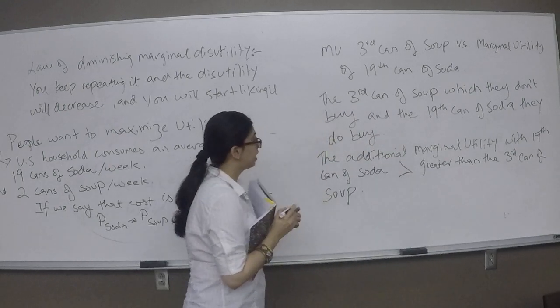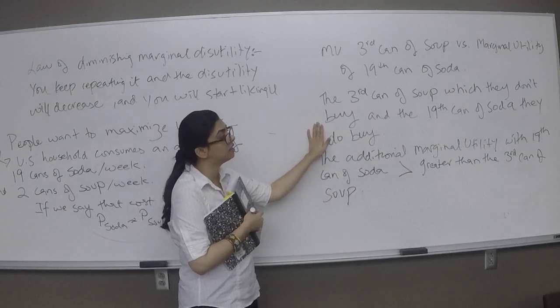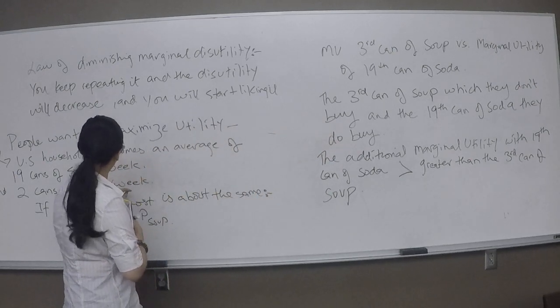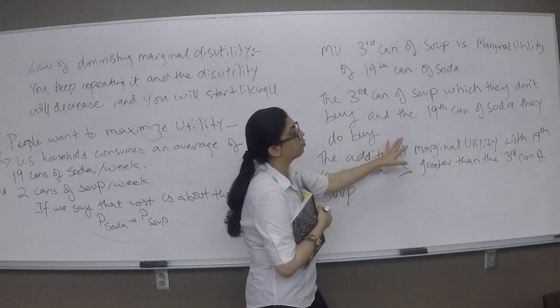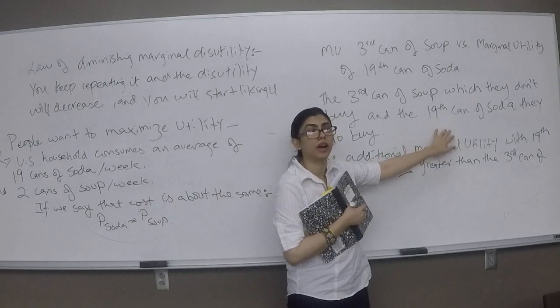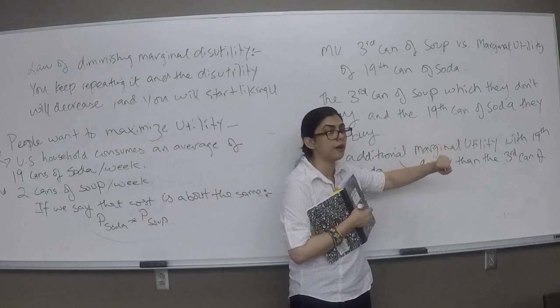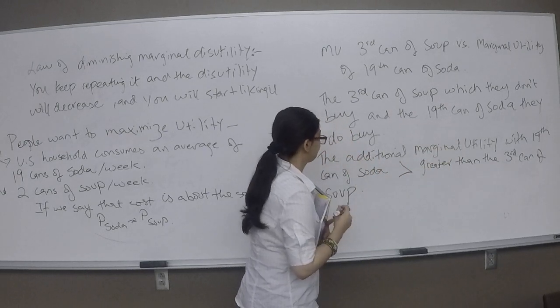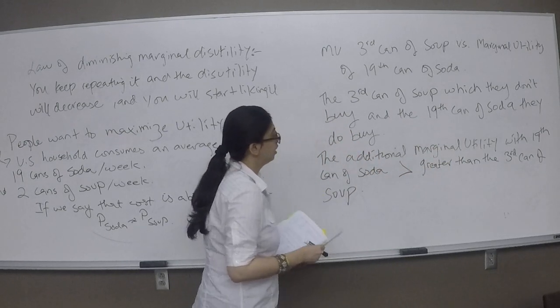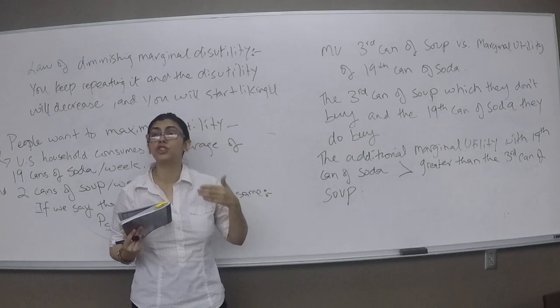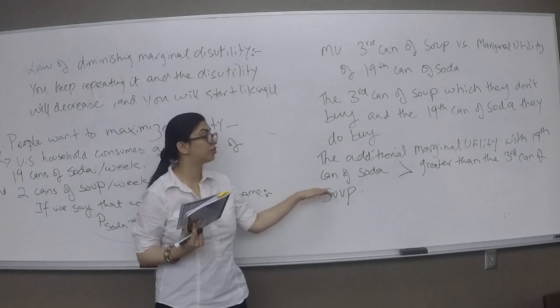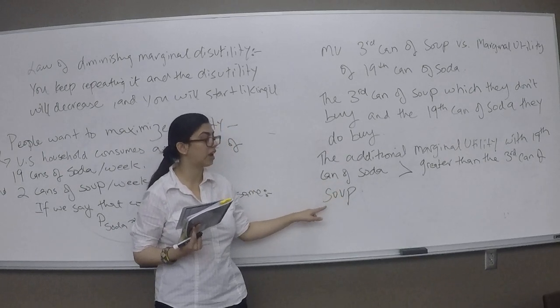So like Olivia said, they're consuming 19 cans of soda and 2 cans of soup because they're getting more satisfaction from sodas, that's why they're consuming more of it, right? The additional marginal utility received with the 19th can of soda that they do consume is greater than the third can of soup.